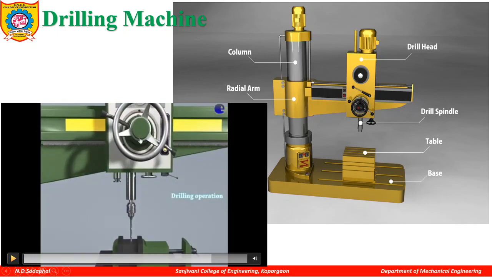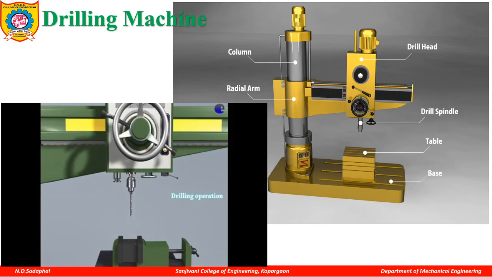When you rotate the wheel, the drill head, the drill spindle can move vertically to do the different operations. This is how the different parts can be given motion in various ways. Okay, so let's move forward.